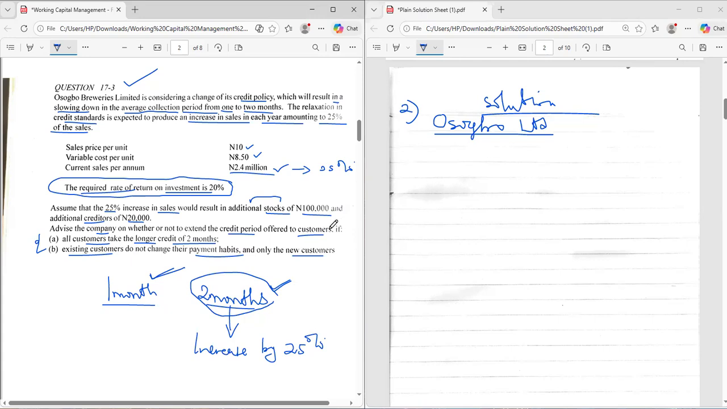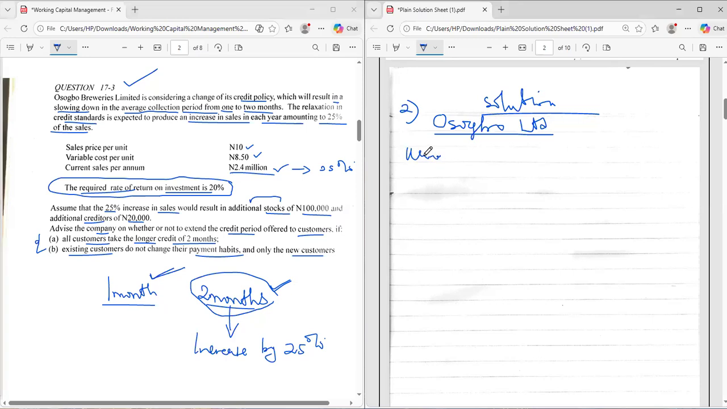So if you are trying to check whether 1 month period or 2 month period, which one is better, calculate based on 1 month period. And then calculate based on 2 month period. And then you will now check, is it better, is it okay, or is it not okay? It's as simple as that. So we're going to calculate using existing policy.